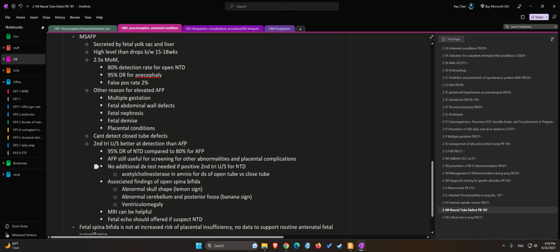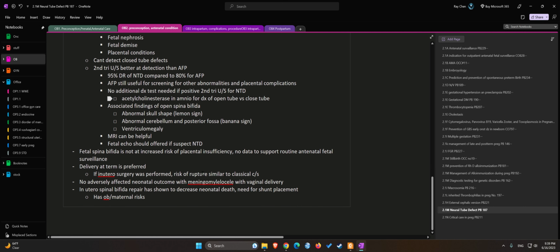Second trimester ultrasound for NTD. We can use acetylcholinesterase in amnio for diagnosis of open versus closed neural tube defects. Associated findings of open spina bifida: abnormal skull shape, such as the lemon sign, abnormal cerebellum and posterior fossa, the banana sign, and ventriculomegaly. MRI can be helpful. Fetal echo should be offered if there's suspicion for NTD.